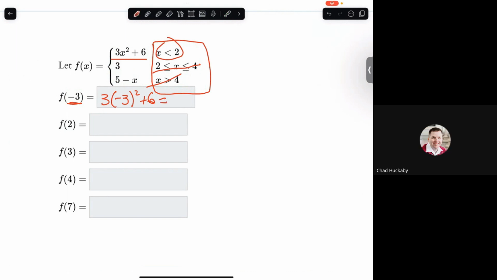Let's work through it. So negative 3 squared is the first thing we do. What's negative 3 squared? 9. So we have 3 times 9 plus 6. What's 3 times 9? 27 plus 6. And 27 plus 6 is 33. So f of negative 3 is equal to 33. That's your answer.